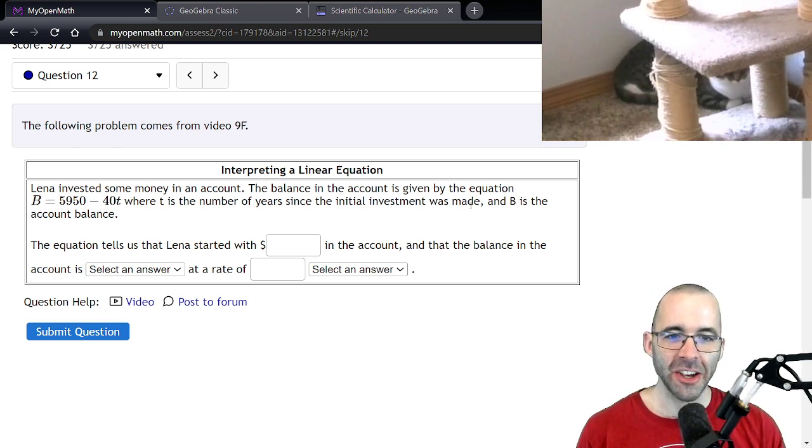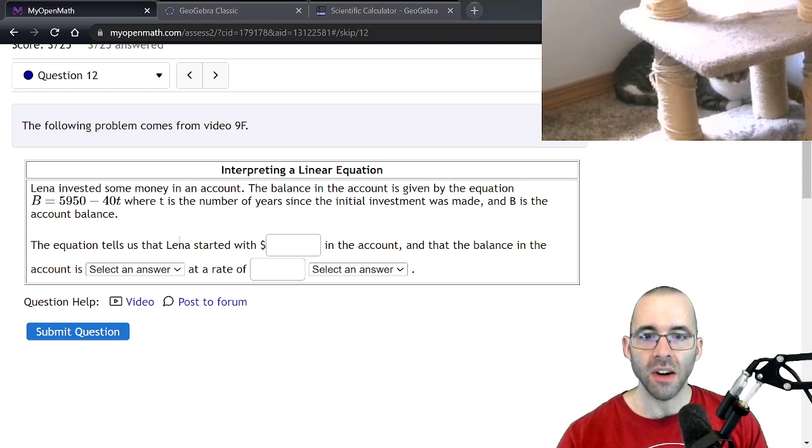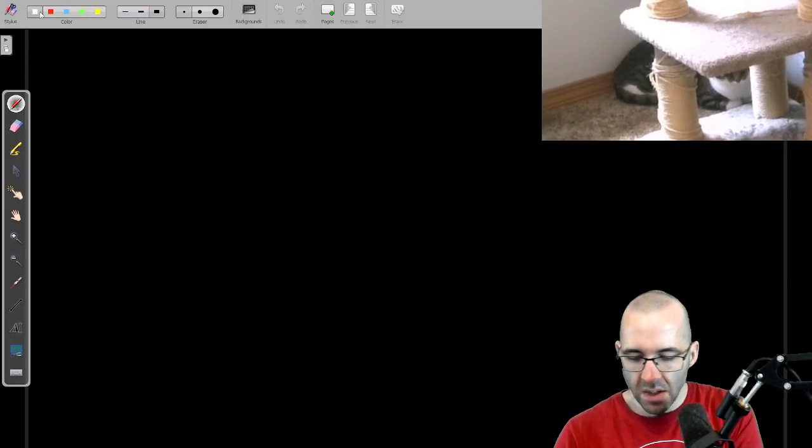Sorry. I'm jumping the gun. B is the account balance. The equation tells us that Lena started with how much money? Well, the start is when no years have gone by. The start is when t equals 0. Let's write that down.